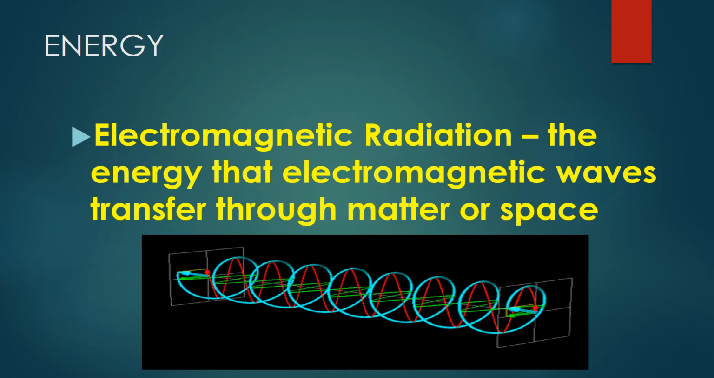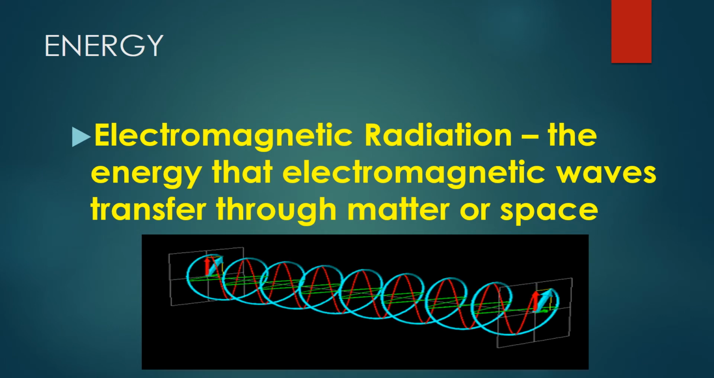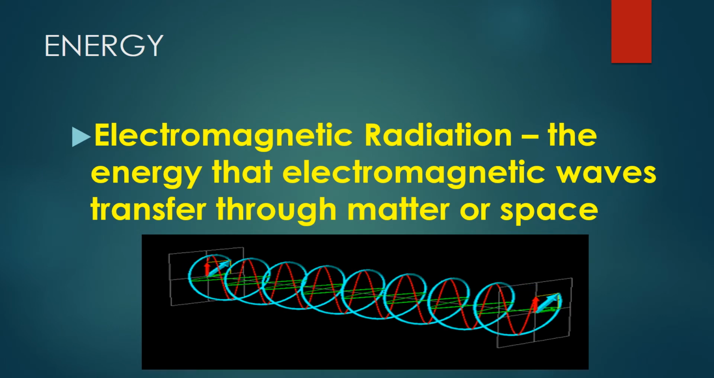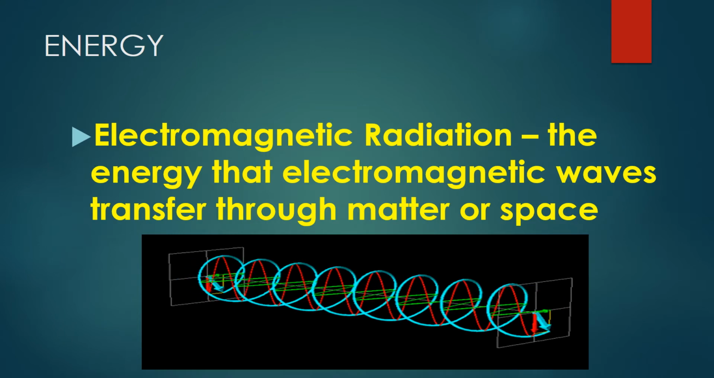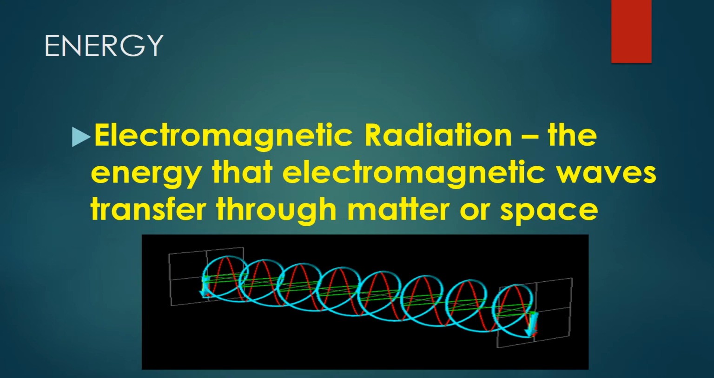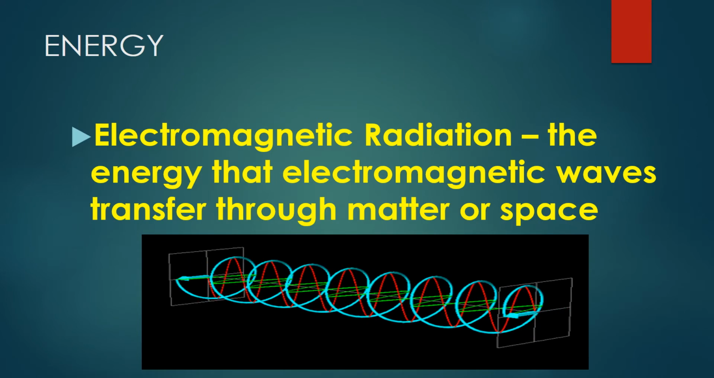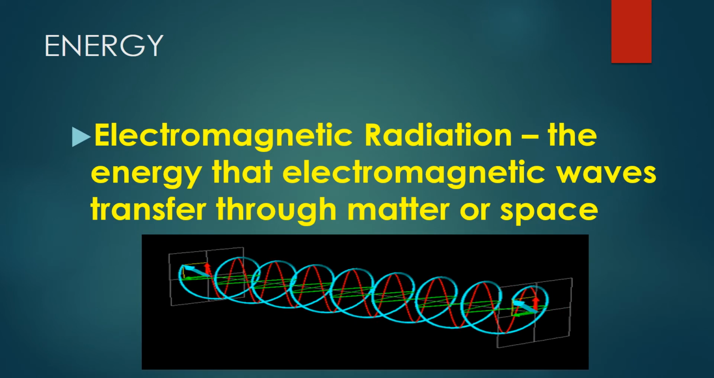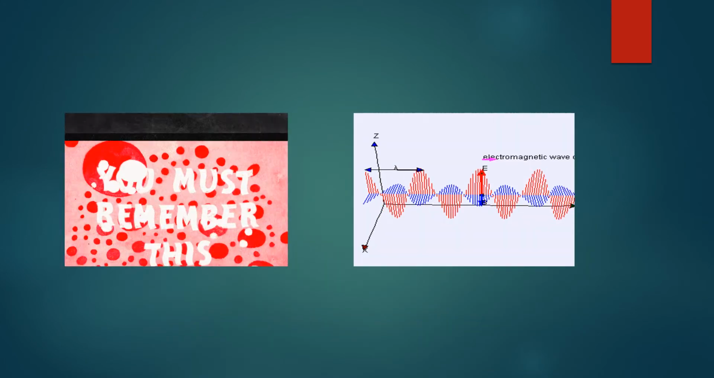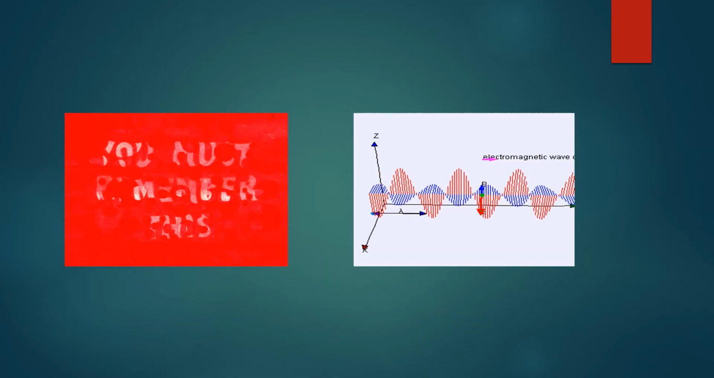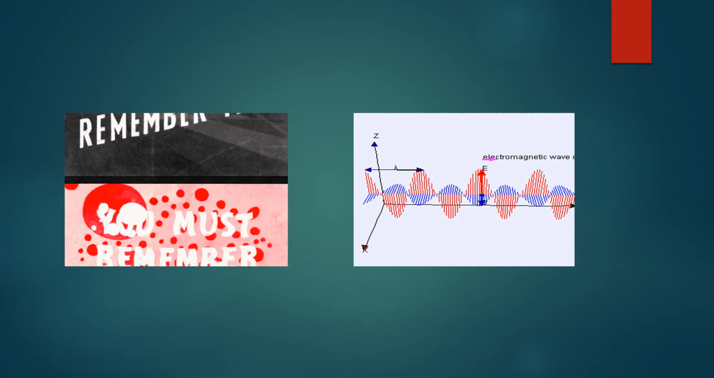The energy that electromagnetic waves transfer through matter or space is called electromagnetic radiation. Electromagnetic waves do not require a medium such as air or even a rope, so they can transfer energy through a vacuum or an empty space. So please take note that an electromagnetic wave is made up of two fields at right angles to each other.